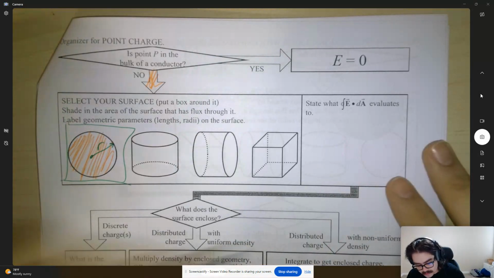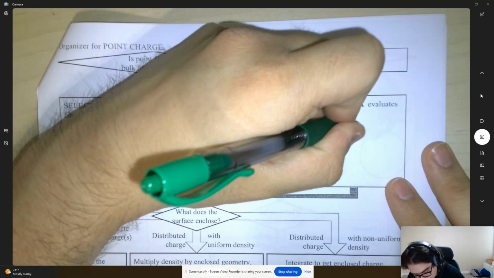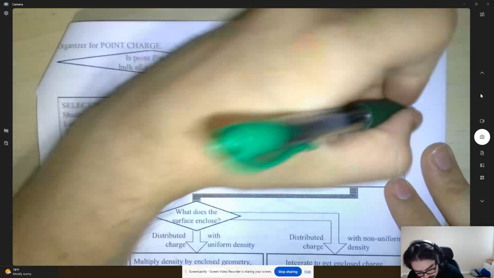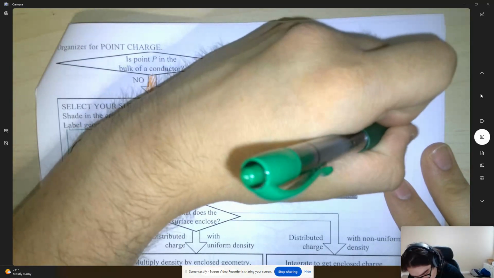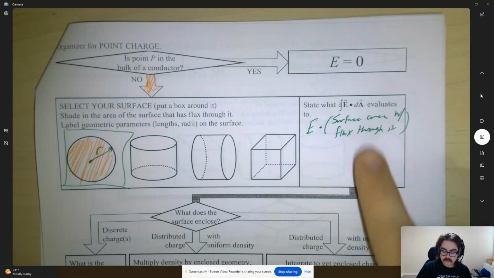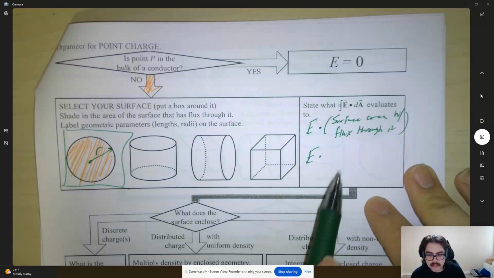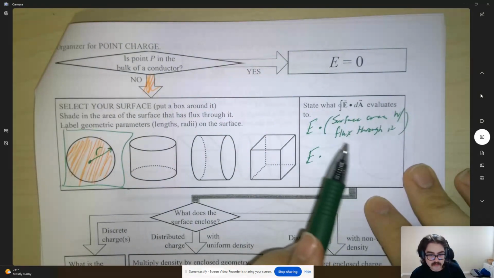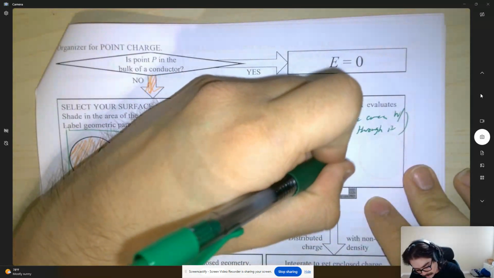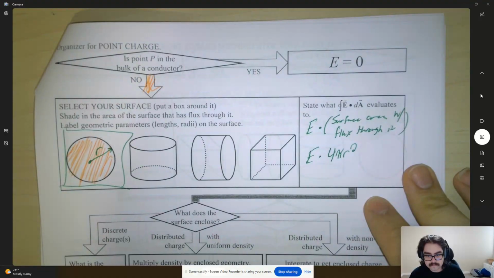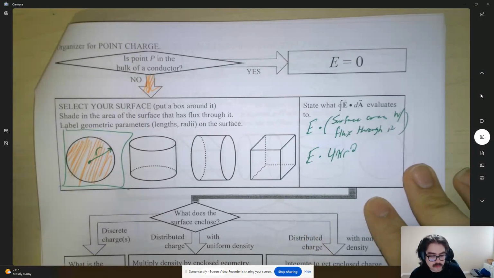All that means is that this is really going to resolve out to being E times the surface area with flux through it. So you don't actually have to do any integrals here. All you have to do is take E and multiply it by the surface area that has flux through it. That's going to be the whole surface area of the sphere, and the surface area of a sphere is 4 pi r squared. So that's literally it. You don't actually have to take any integrals here.